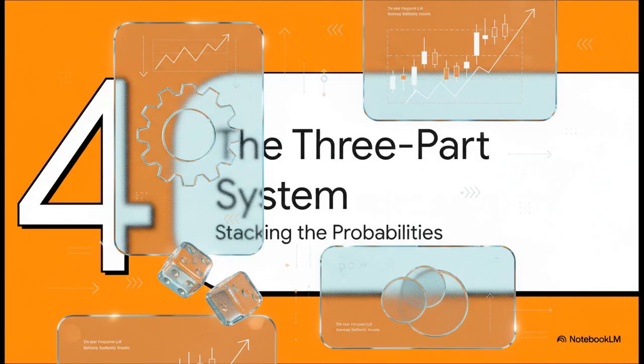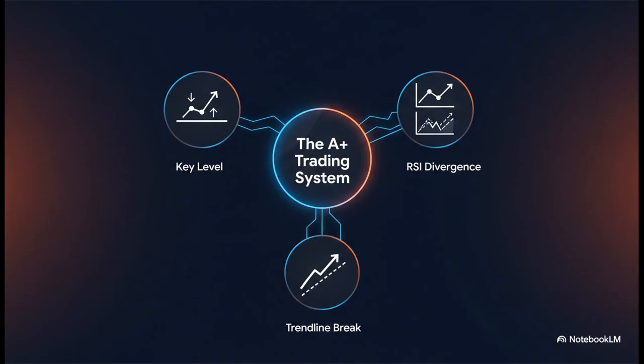Okay, so let's put all of these pieces of the puzzle together. We're going to move away from just looking at one signal, and instead we're going to build a complete, powerful trading system that really stacks the odds in our favor. This right here is what we call an A-plus setup. See, you're not just looking for divergence anywhere on the chart. You want to see it happening when the price is already at a key area, like a major support level where a bounce is more likely anyway. So when you get all three of these things to line up, a key level, the RSI divergence, and then that trend line break for confirmation, that's when you have a really high probability trade on your hands.